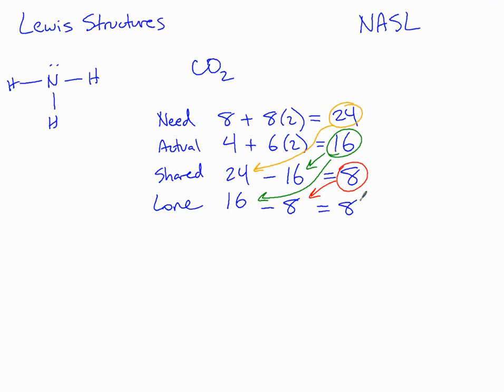When you start actually drawing the picture, everything is in pairs. This is a shared pair. So I'm going to divide by 2. That tells me I'm going to have 4 lines. Okay, 4 lines. And the lone pairs, they're always 2 paired up together. So you could leave it as 8, but if you always draw them in pairs, it's going to be 4 pairs. 4 pairs of electrons and 4 lines.